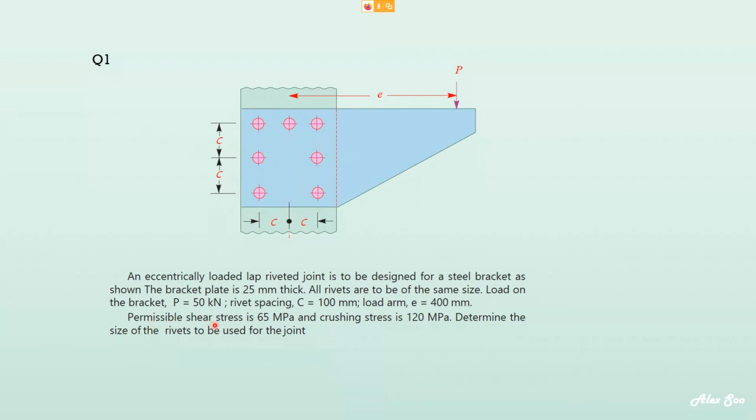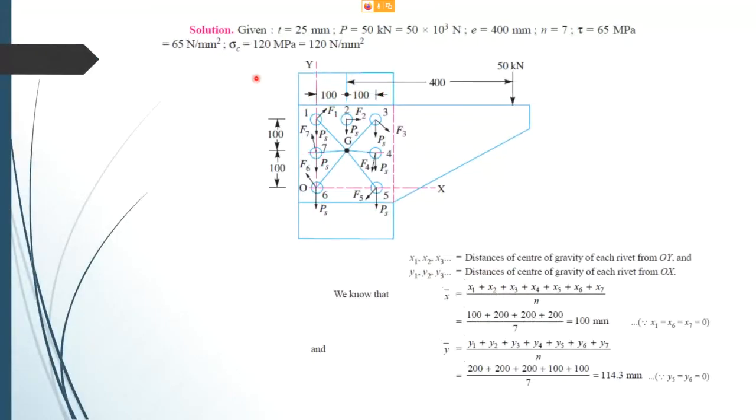The permissible shear stress is 65 megapascal and the crushing stress is 120 megapascal. Find the size of the rivets to be used for this joint. So that means you have to find the diameter. These are the given data from the question, and this is the riveted system.